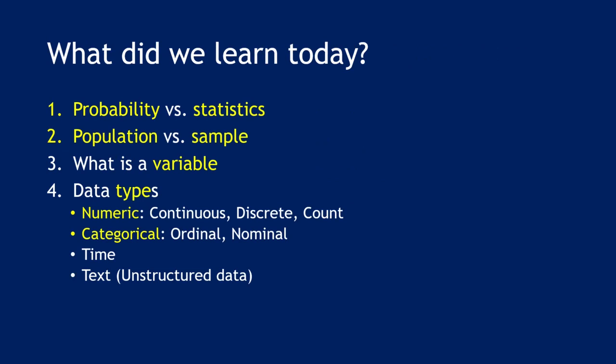So what did we learn today? We learned about the distinction of probability versus statistics, population versus sample, what is a variable, the 2 different data types, numeric versus categorical, how to distinguish them, the time variable, and what's unstructured data. So hopefully you are able to see the distinctions and to recognize these very clearly after today's lecture.